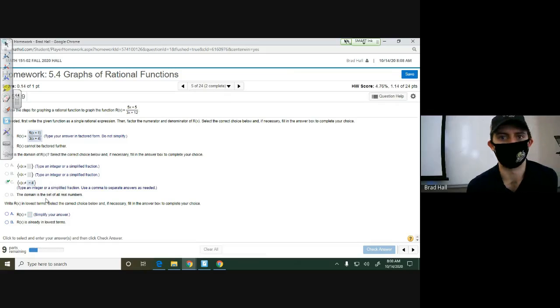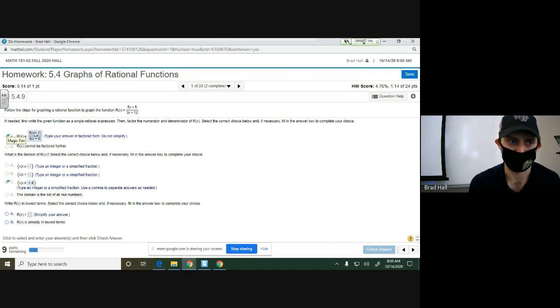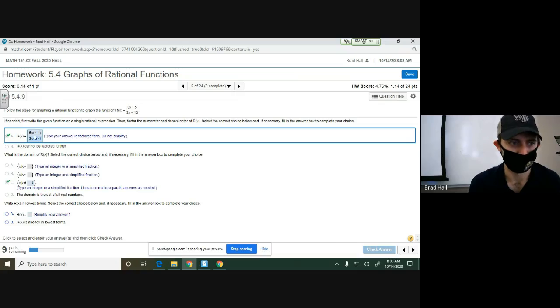And then it says to write the function in lowest terms. But what that means by lowest terms is if there's any cancellations, then please go ahead and cancel. So if there's anything similar in the top and the bottom, we could cancel those out, which is why the factorization step was asked for in the beginning.